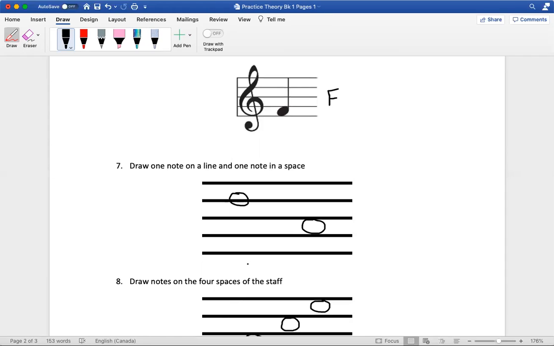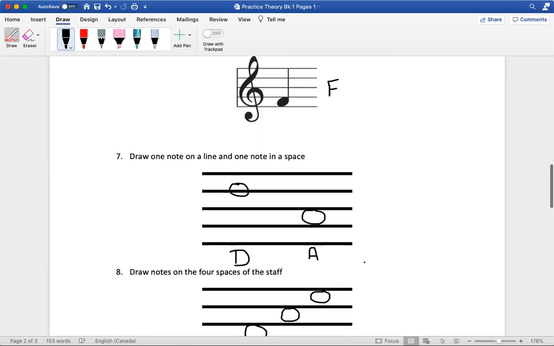Okay, so we count up. This one on our line is every good boy deserves. It's a D. And this one is a note in a space. F, A, C, E, F, A is our note. I'm just giving you a little extra challenge here. You don't have to do this, but I think it's good to review it anyway.